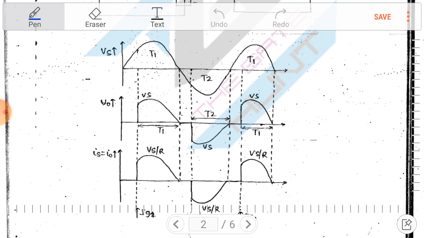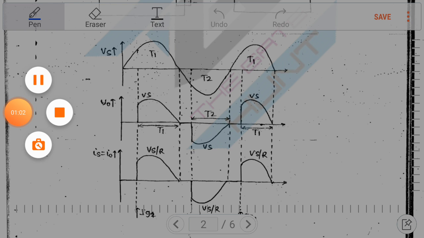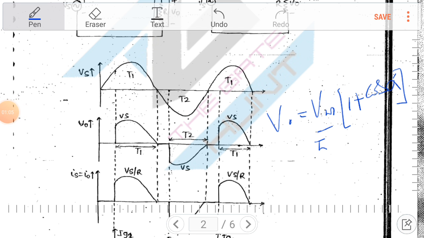We have symmetry in the full converter, but in the half converter there is no symmetry, because only the positive cycle is clipped by using the thyristor, while in the negative cycle we connected a diode, so it will not be clipped in half control. But due to saturation of the transformer core, we cannot use a single phase half control converter. So the average output of a single phase half control converter with resistive load is Vm by pi times (1 plus cos alpha), where alpha is the triggering angle.